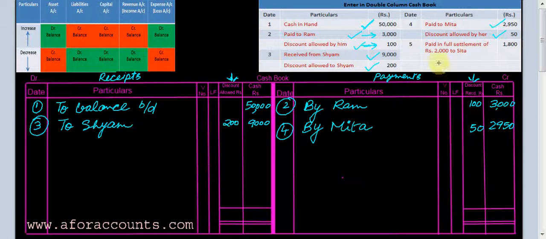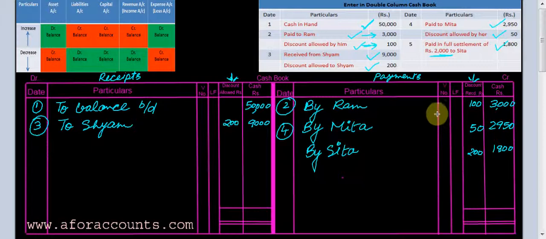Okay, next, paid in full settlement of Sita, actually 1800. I have paid 1800, which means there is a discount of 200, because the balance was 2000. Sita account debit, because I have paid, Sita account debit to cash, to discount. So I will write here by Sita, to cash is 1800 and to discount is 200. Owing her 2000, so 1800 is paid in cash and 200 is the discount amount. Posted.